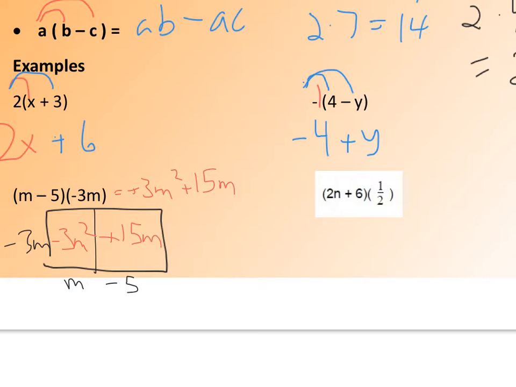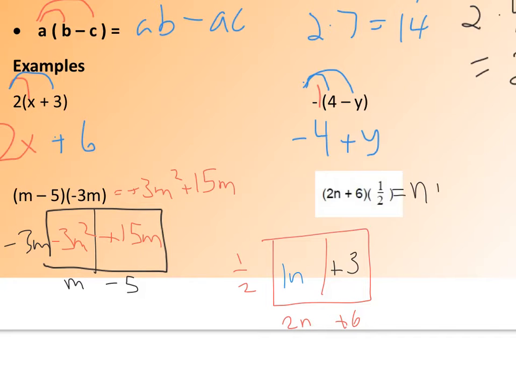The last one, I'll do that using a box again. 1/2 and 2n plus 6. 1/2 times 2n is 1n, and 1/2 times 6 is positive 3. So this is equal to n plus 3.